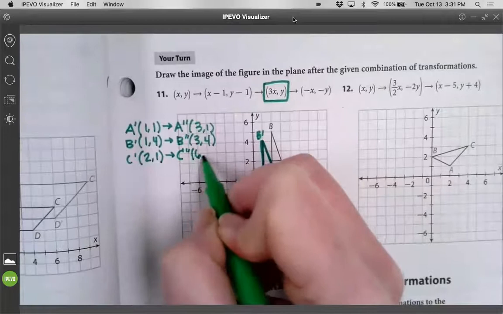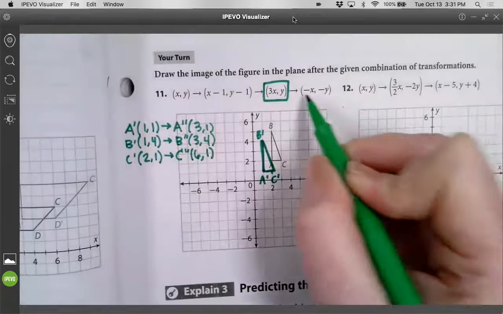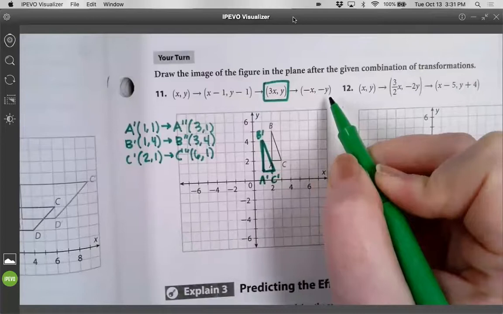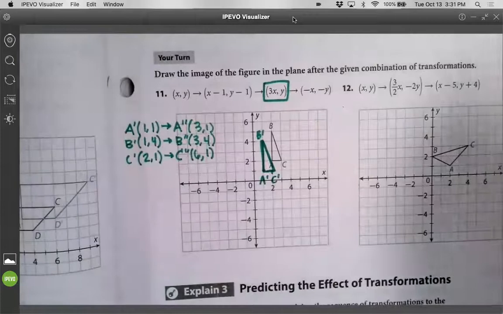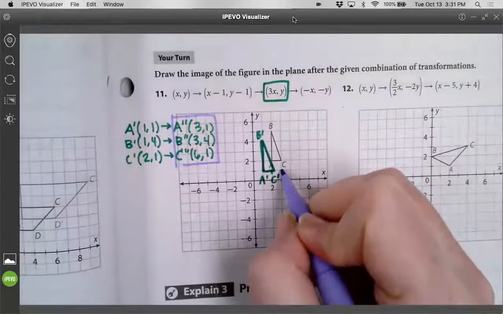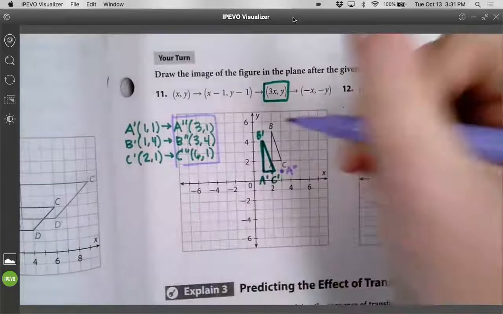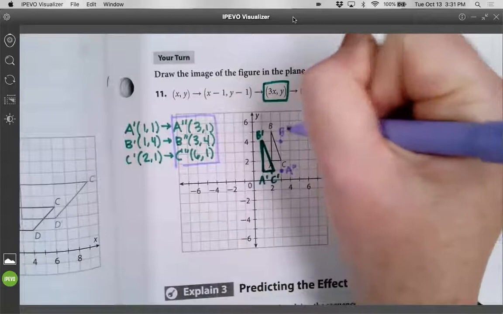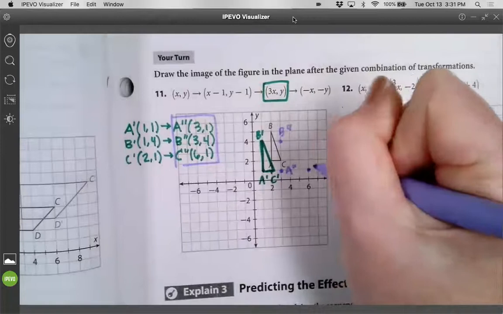Then we have negative x comma negative y. Actually, let me go ahead and graph this just so you can see what it looks like. So these I'm going to do in a different color just to show you what it's going to look like and how it changes your shape. So if A double prime is at 3, 1, B double prime is at 3, 4, and C double prime is at 6, 1, your resulting triangle looks like this.